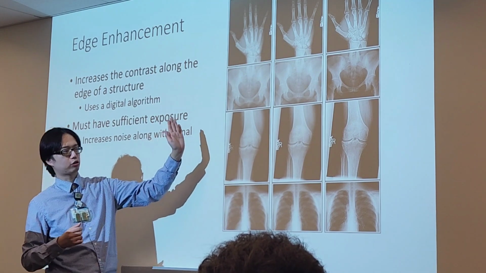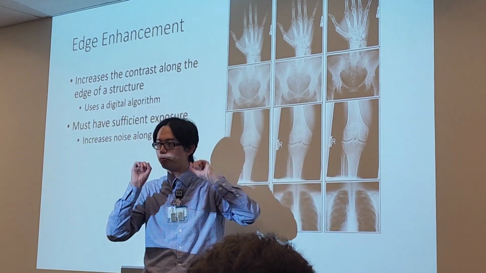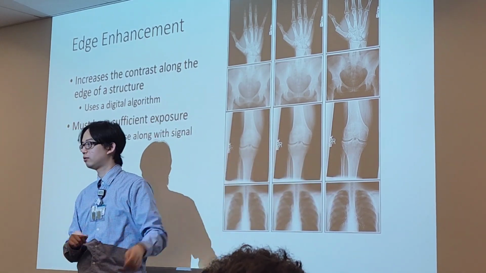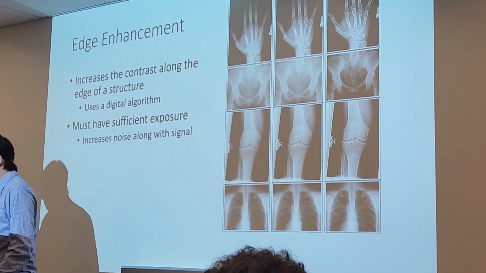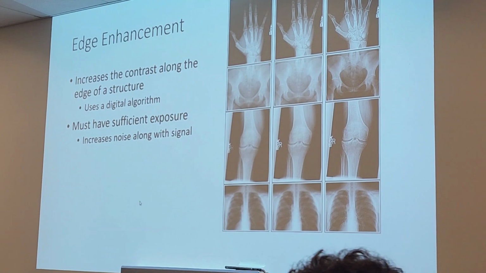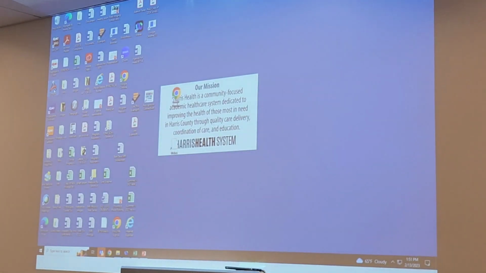So if you look at these pictures going from left to right, do you notice how the right side seems to pop a little bit more compared to the left side? The edges are sharper, they're a little bit more clear. That is edge enhancement. So I can show you that here as well.